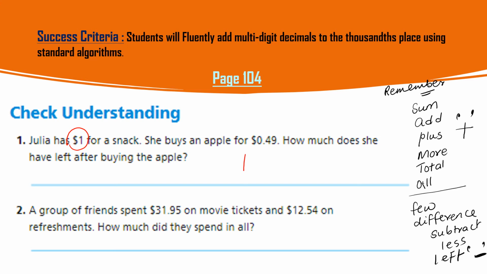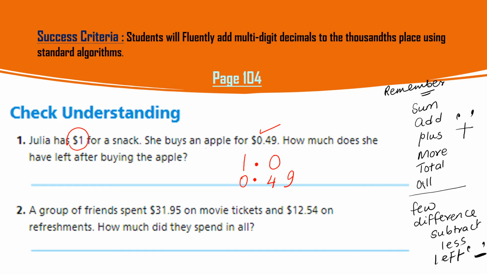Now since I have the decimals, I don't have the decimal here, so I write here a point, and after that point I will write 0. Okay, she buys an apple for 0.49. How do I write? Under the point I write point, and then put 0 before, 4 here and 9 here.